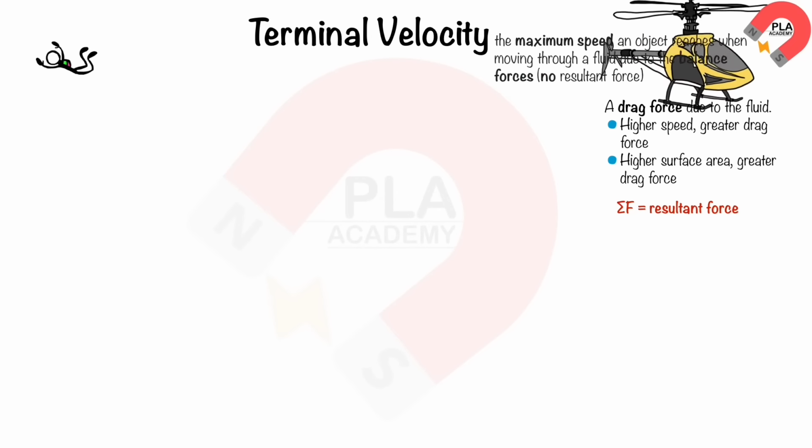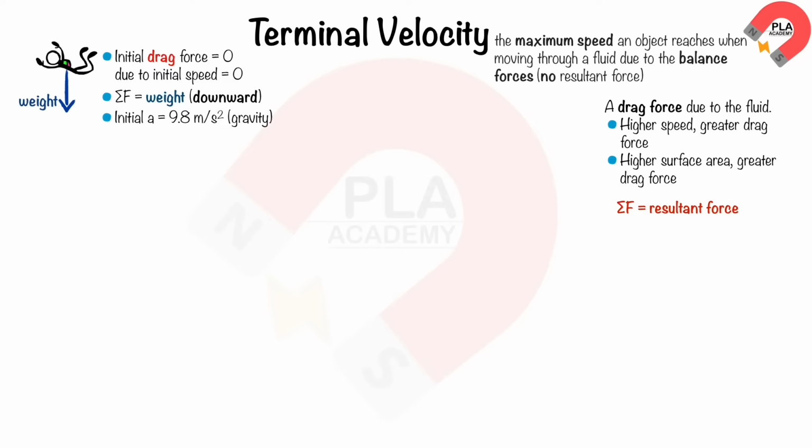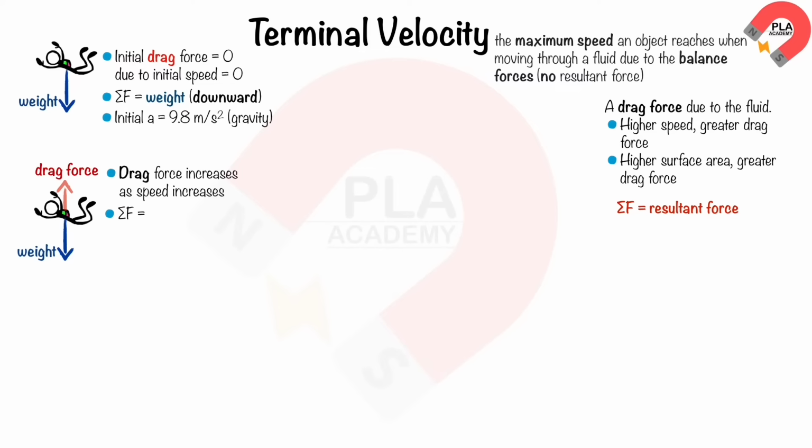When a skydiver jumps out of an airplane, they are initially at rest. Drag force is zero because their speed is zero. Only weight acts on them downward, so the resultant force is equal to their weight. Since their initial acceleration is 9.8 meters per second squared, this causes their speed to increase from zero, and the drag force also increases. As time passes, the drag force acts upward and increases as speed increases. The resultant force is equal to their weight minus drag force, which acts downward and decreases. This causes their acceleration to also decrease.